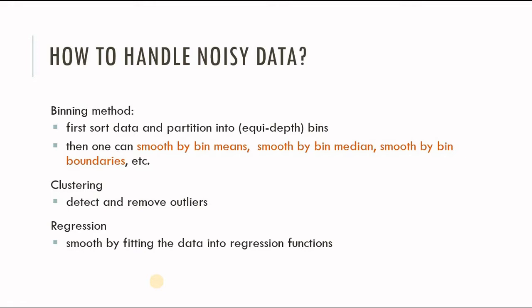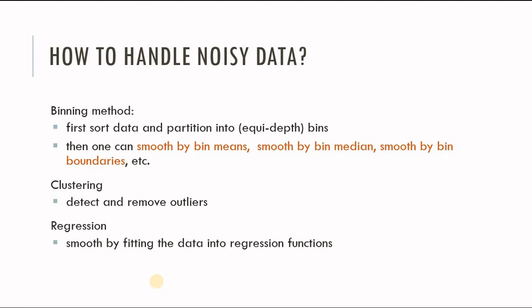The binning method smooths sorted data by consulting the neighborhood, that is, the values around it. The sorted values are distributed into a number of buckets, or bins, and because the binning method consults neighborhood values, it performs local smoothing. By smoothing, we are removing the noisy data. Binning can be done by three methods: smoothing by bin means, smoothing by bin medians, and smoothing by bin boundaries.